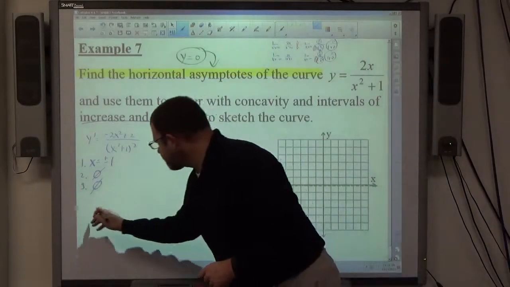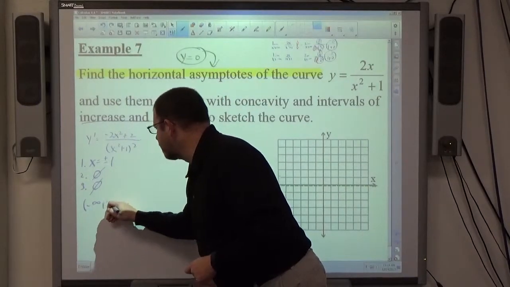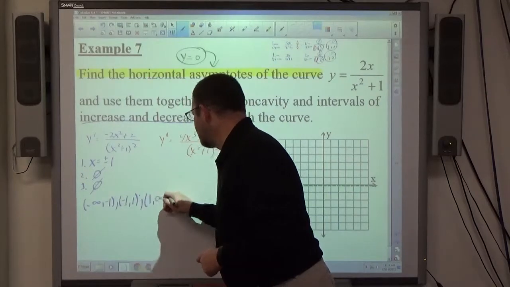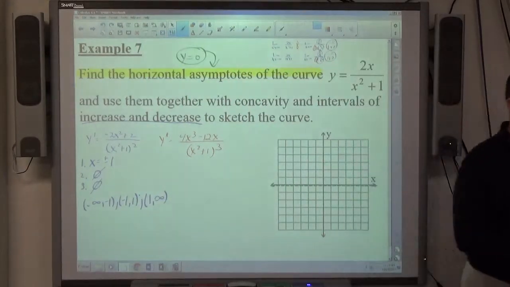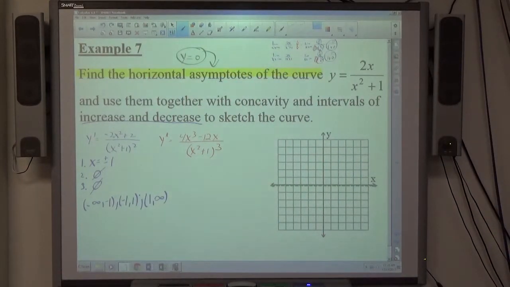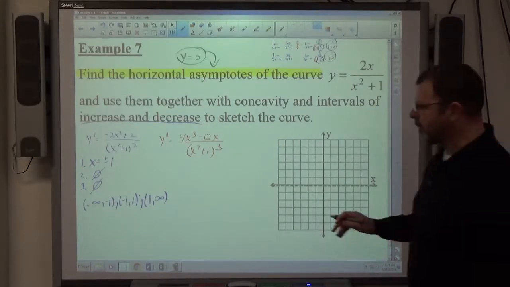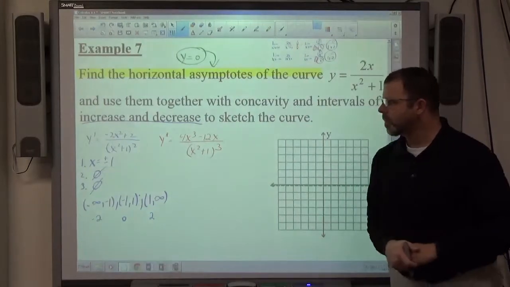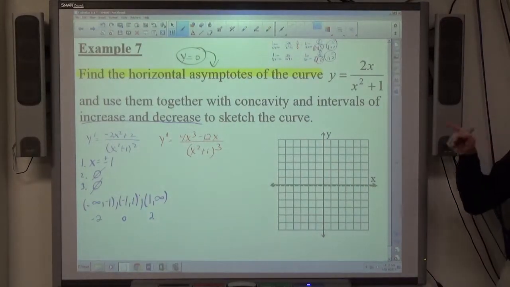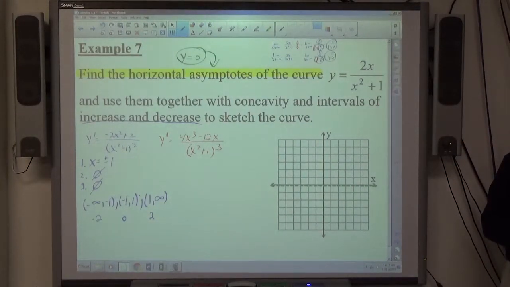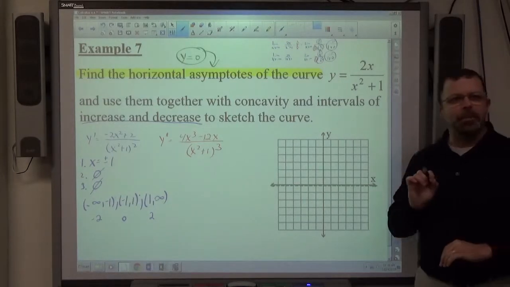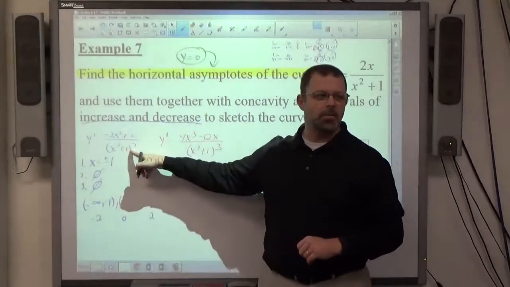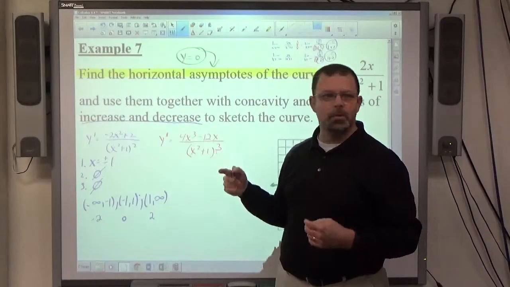So negative infinity to negative 1, negative 1 to 1, and 1 to infinity are going to give me all the necessary information I need to find increasing, decreasing. I want to pick test points on those intervals, so I'm going to pick negative 2, 0, and 2. And all I got to do is evaluate the derivative at those numbers. And even better than that, I only have to evaluate the top at those numbers because the bottom is always positive, right? If I just know what the top equals, that's good enough.